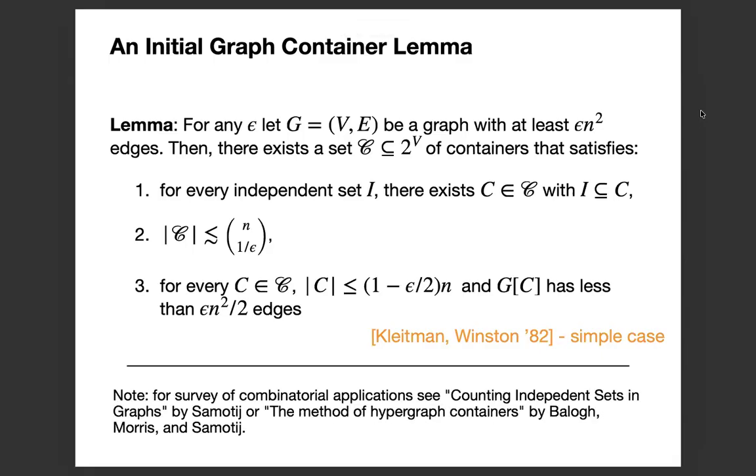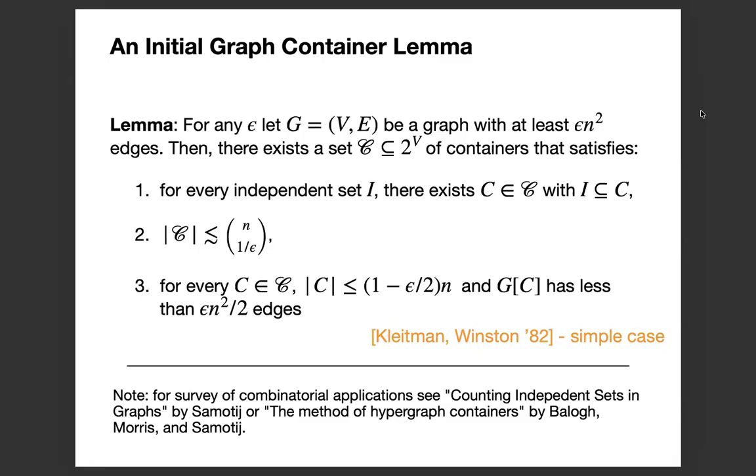So these types of container lemmas have tons of combinatorial applications. I'm not going to talk about any of them here, but if you're interested, I'll just recommend these two surveys. Basically, it turns out that this was generalized to hypergraphs, and tons and tons of problems can be turned into problems about independent sets in hypergraphs. So there are all these applications. If you're interested, check those out. Okay, any questions on the lemma statement?